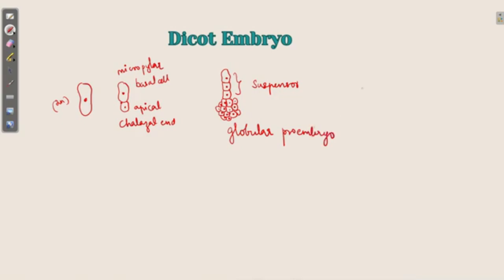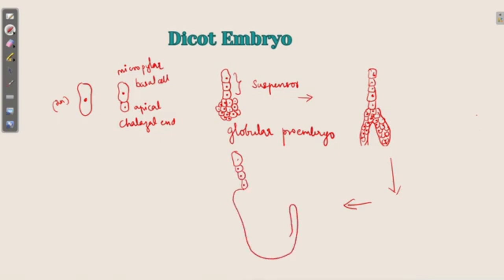And this globular pro-embryo keeps dividing, whereas the suspensor formed from the basal cell helps the embryo get attached to the embryo sac, and the globular region keeps dividing and forms the heart-shaped embryonal stage, where this region keeps dividing. Now it develops into the mature embryo, or it gets matured with a suspensor and then the embryonal axis and two cotyledons with all cells inside.